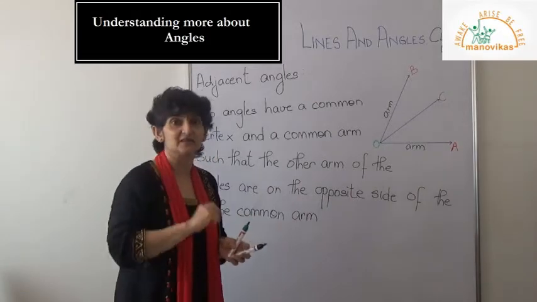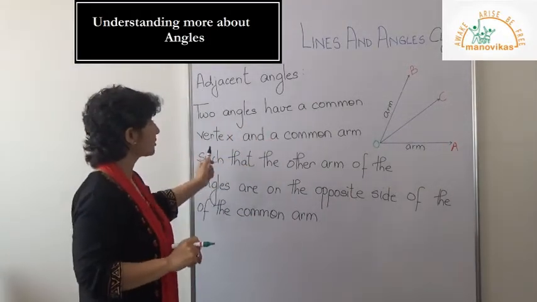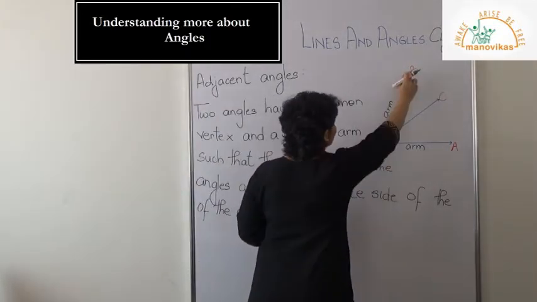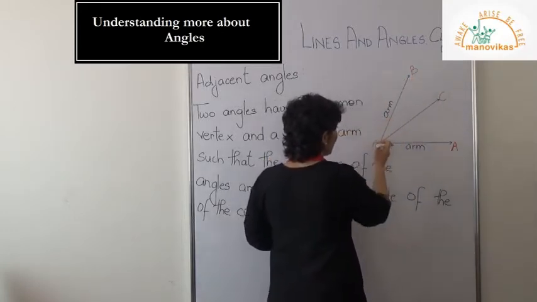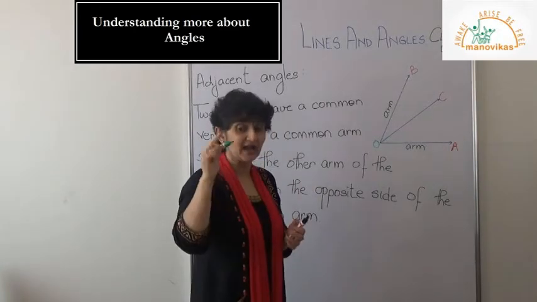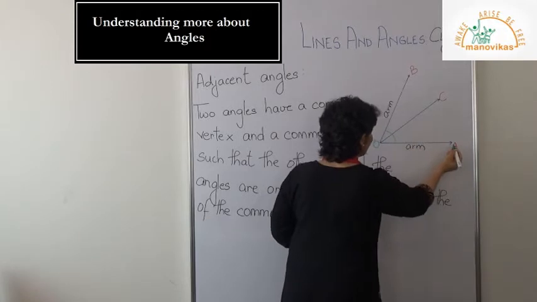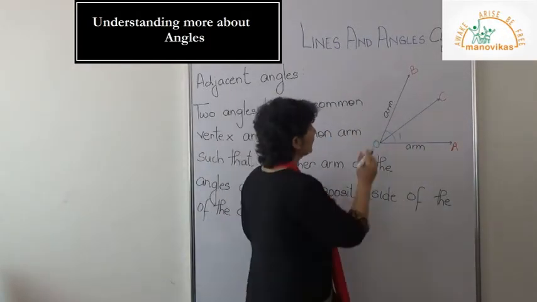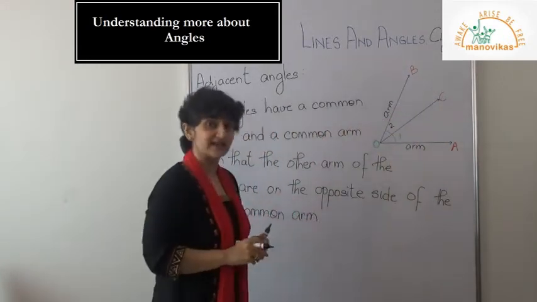So let's read the definition again. Two angles have a common vertex. O is your common vertex. When I take angle BOA, O is your vertex. Now I have two angles, right? I have angle AOC, this is one angle, and I have BOC. This is my second angle.